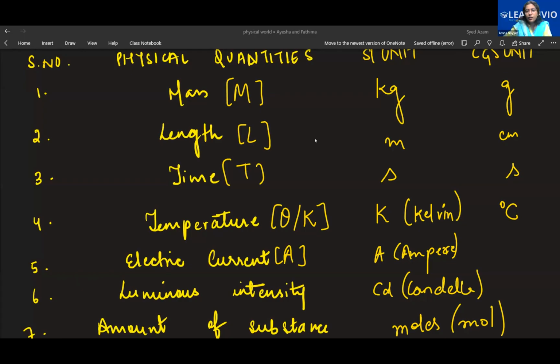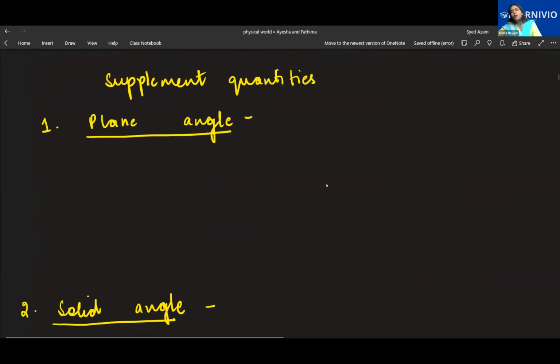Okay, let's continue forward. Fatma, you've also completed? Yes, ma'am. Okay. So see the supplementary quantities. Some things are already listed and we have to study them. So for supplementary quantities, one is the plane angle.